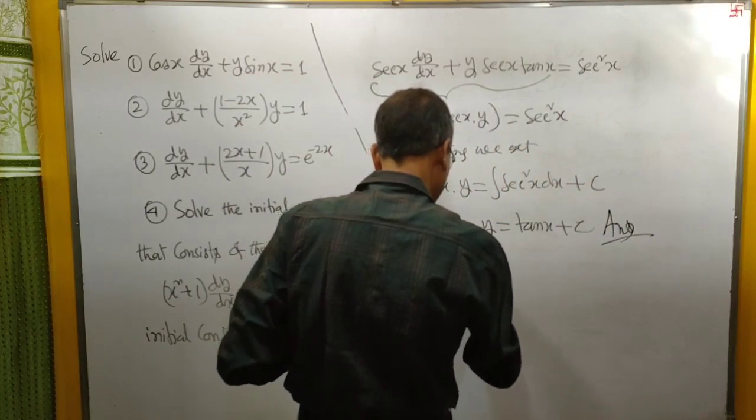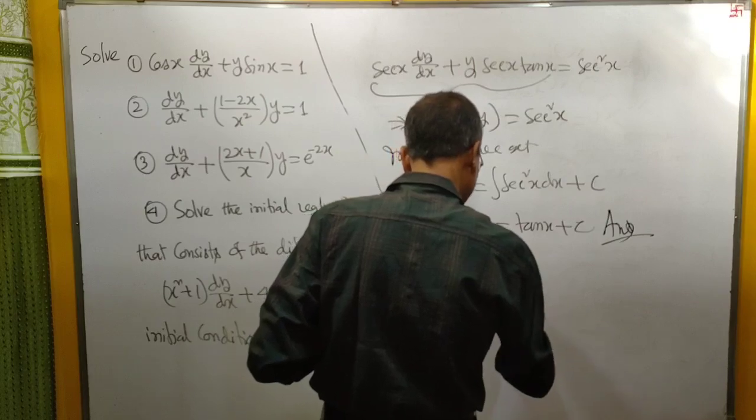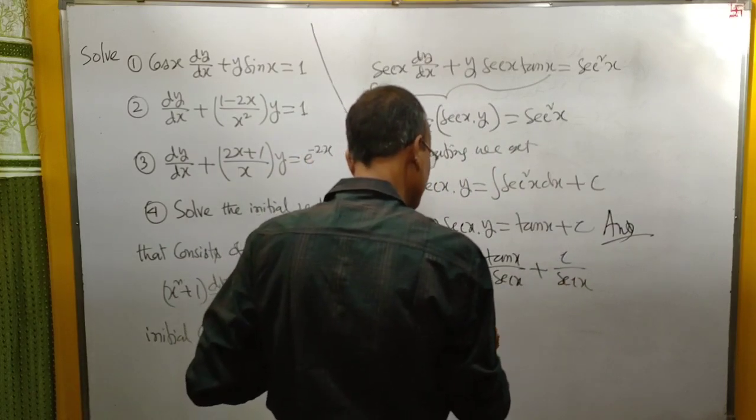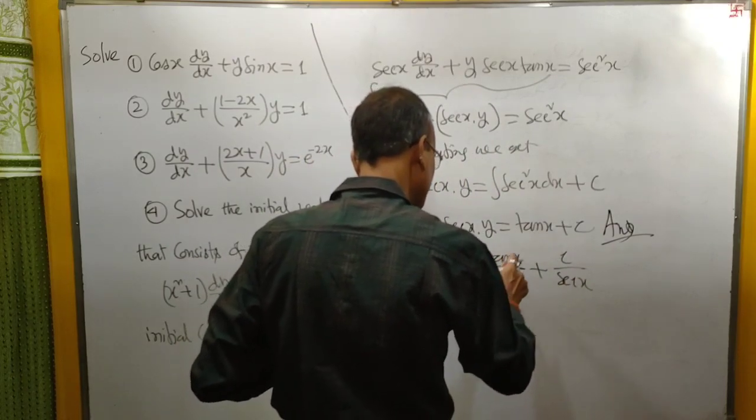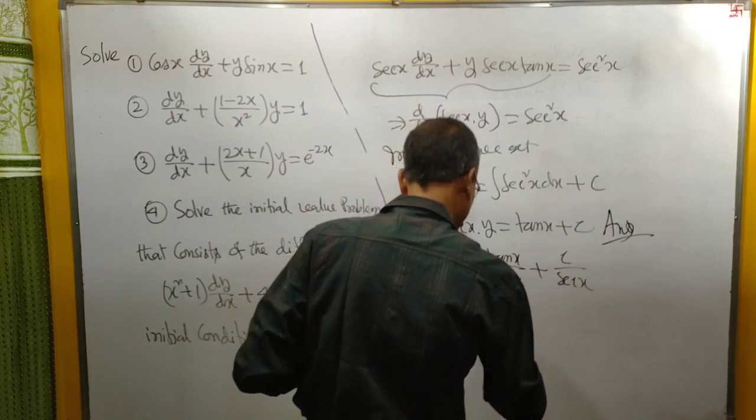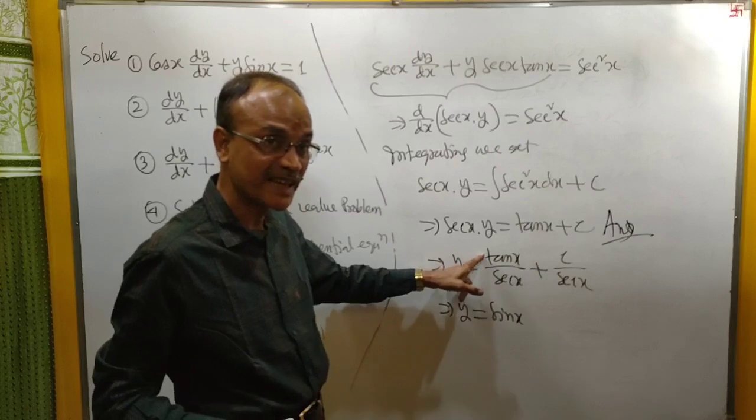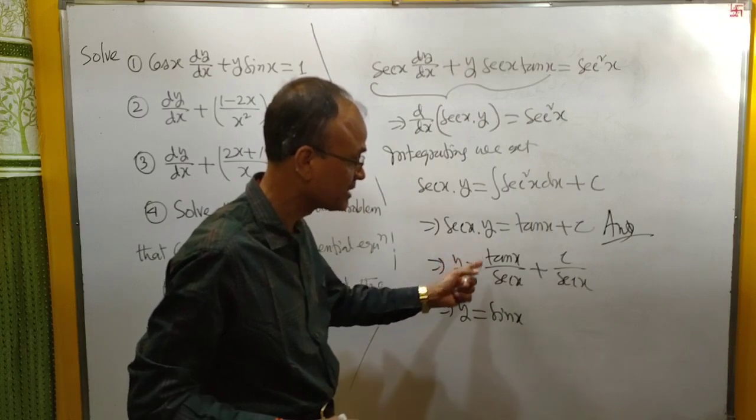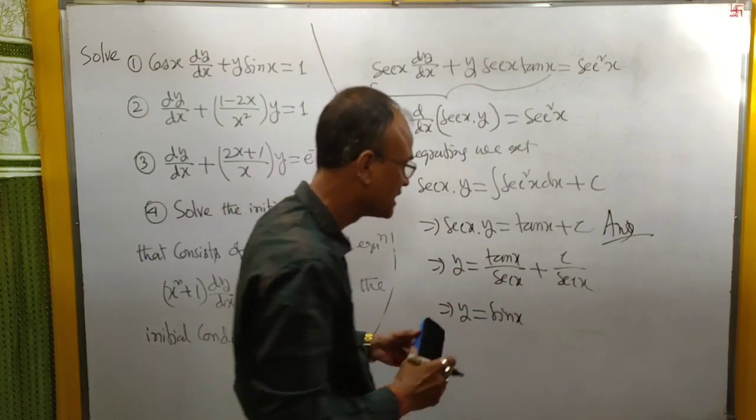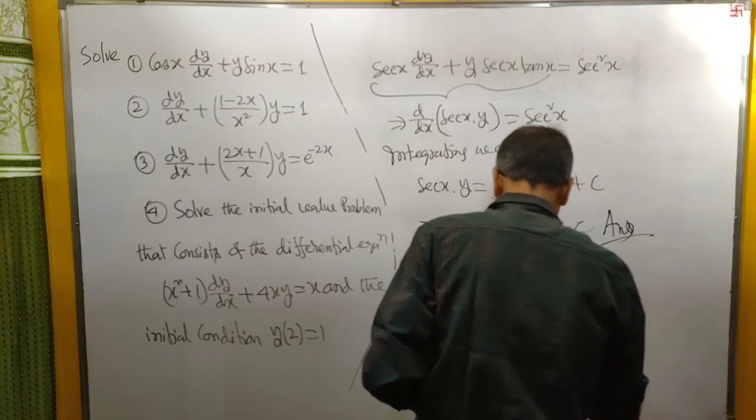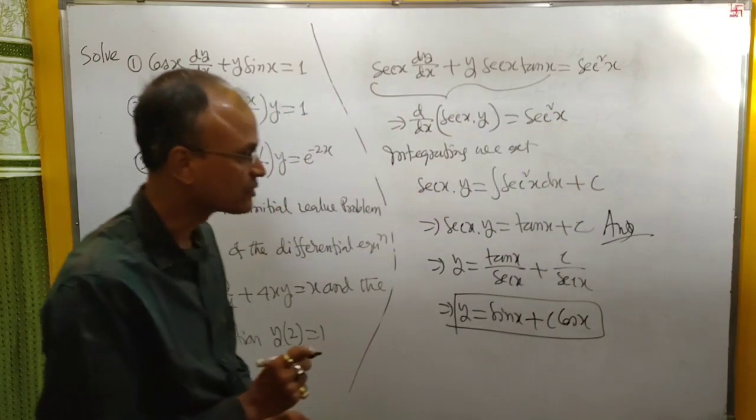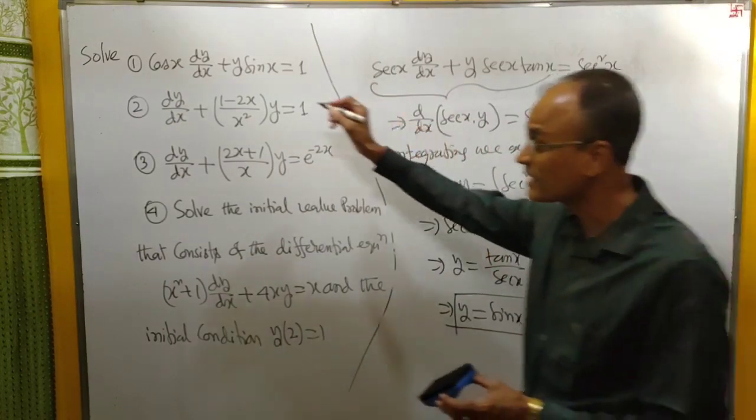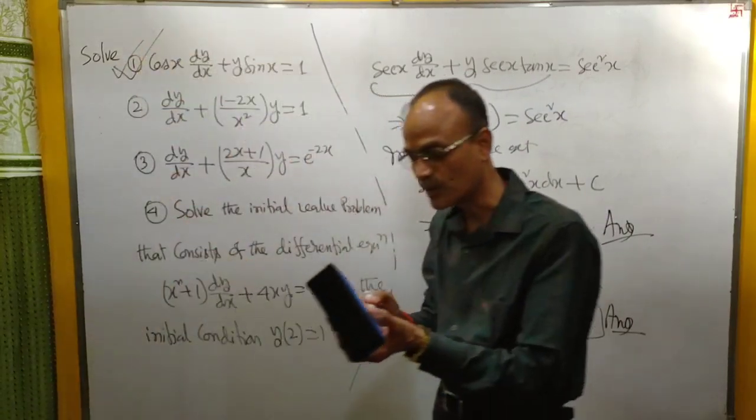You may write it as y equal to tan x by sec x plus c by sec x into cos x. Tan x means sin x by cos x. Sec x means 1 by cos x. You will get sin x by cos x into cos x, which means y equal to sin x plus c cos x. You may write like this also. This is the required solution of the differential equation. Number 1 has been solved here.